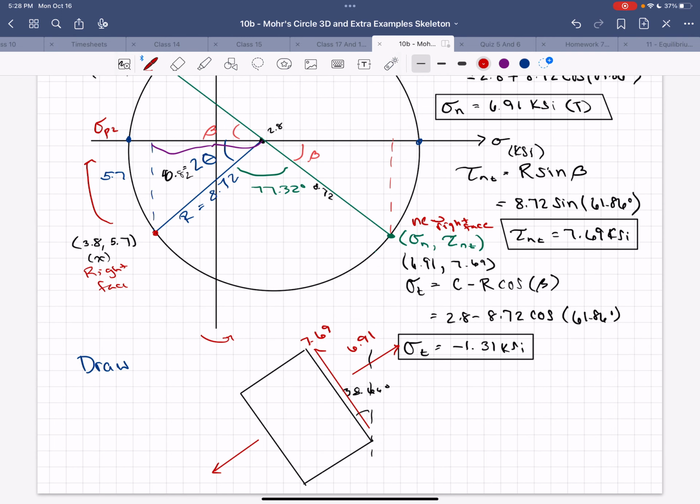Okay. So then that means this one's going to go this way. This one's going to go this way. And this one's going to go this way. And they're all 7.69. But now I need to label the new y face, or the tangent, and that's in compression. And that's 1.31 KSI. And that's 1.31. All right, there you have it. So get ready. That's your last homework problem.